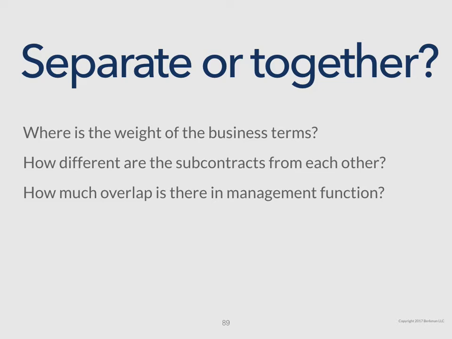And then ask yourself, how much overlap is there in management function? Are the same people in your organization going to be overseeing and managing and working with these contracts? That would speak to keeping them together if it's the same group of people, or if these subcontracts really pertain to very different parts of the organization, they're going to have different needs and expectations in terms of tasks, notifications, and reporting. And so probably keeping them separate makes some sense.